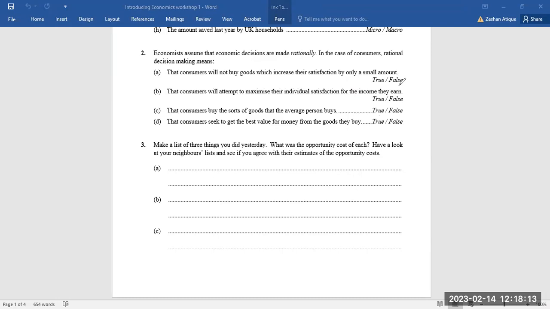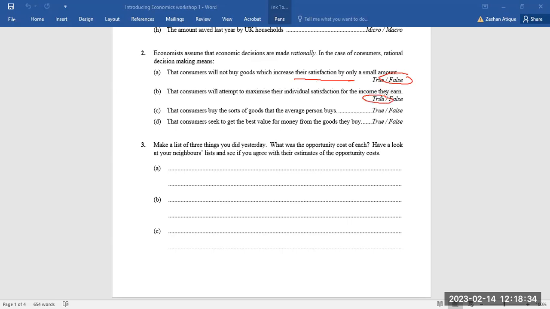This false statement is saying that a person will definitely buy something that increases his or her satisfaction, although by a small amount. The second part is that consumers will attempt to maximize their individual satisfaction for the income they earn. That is quite true.